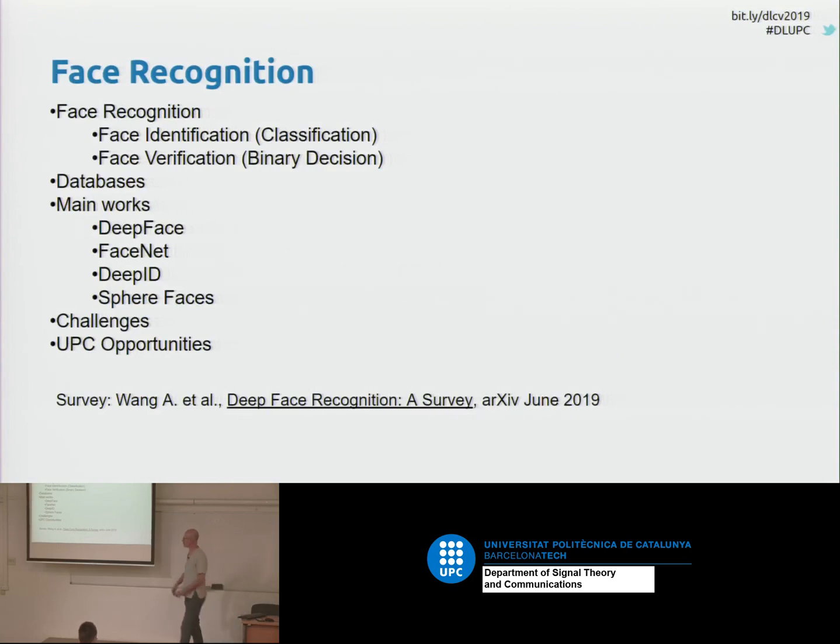So this is a short idea of what I will show you. First, we will define what face recognition is, and we will look at some applications of face recognition. Then we will see the most popular databases for training face recognition systems, and we will see some of the principal works in the last years, paying more attention to the more important algorithms in the field. And finally, I will present you some challenges that are still open in the face recognition field.